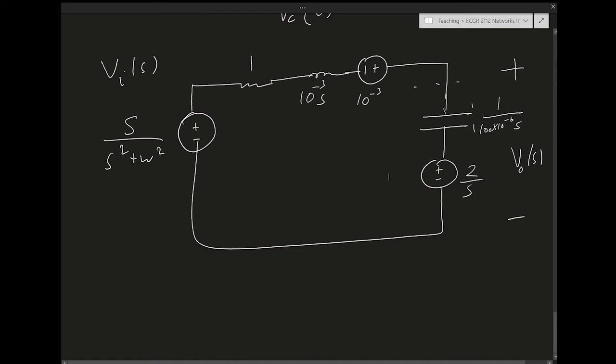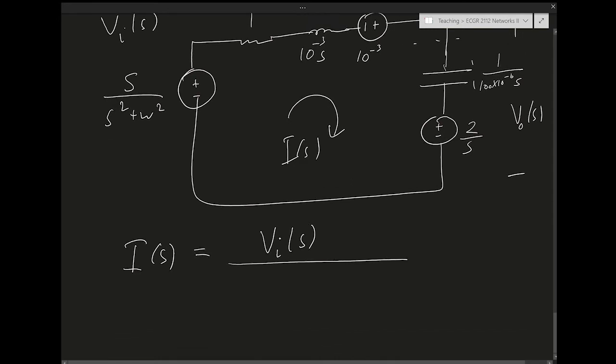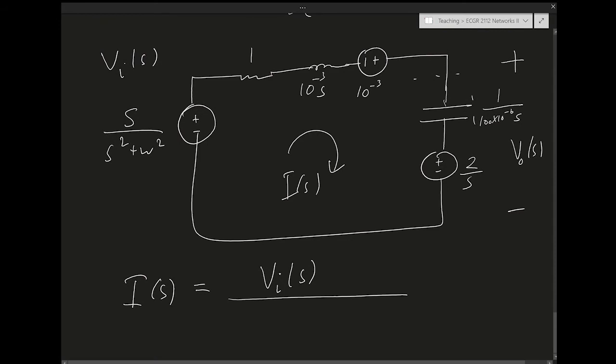We can solve it in an intermediate manner. So we can first solve the loop current IS, and then multiply this IS by the impedance of the capacitor, and add to it the voltage representing the initial condition. So what would IS be? IS would be just simply VIS divided by the total impedance, right? Well, it's not just VIS, it's going to be the total voltage, right?